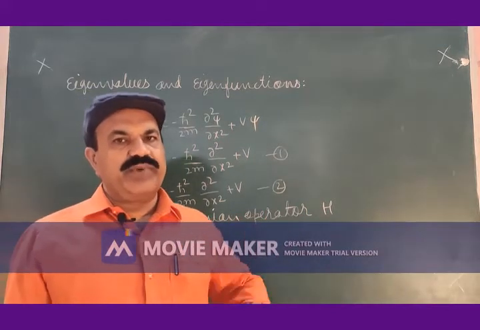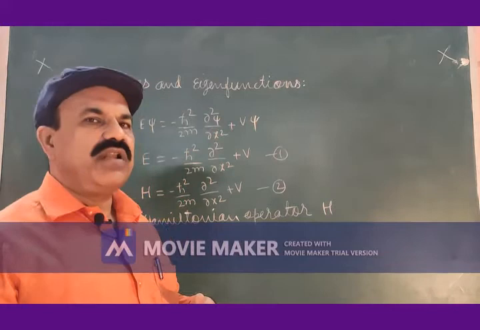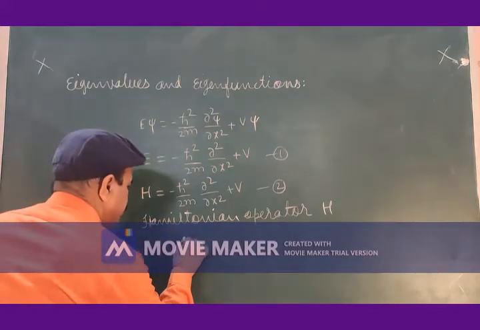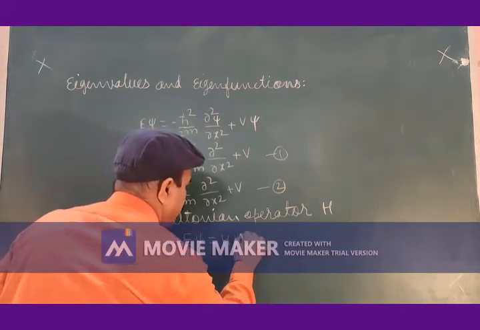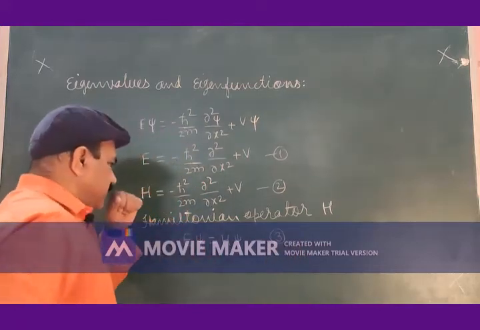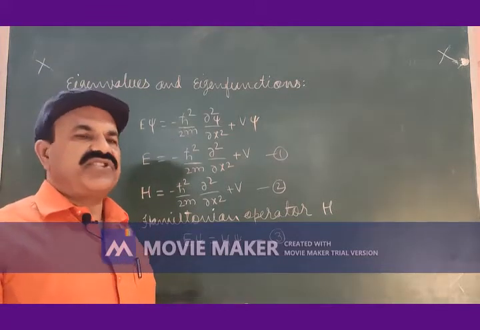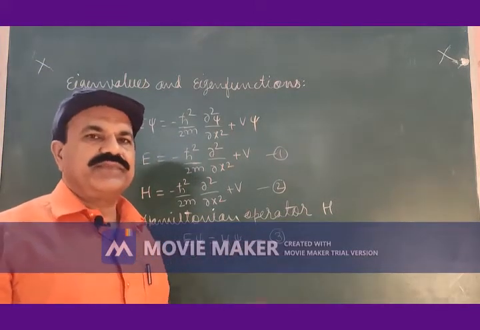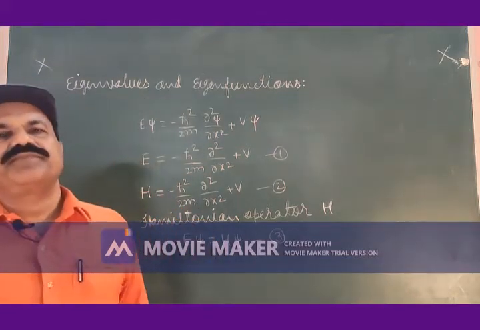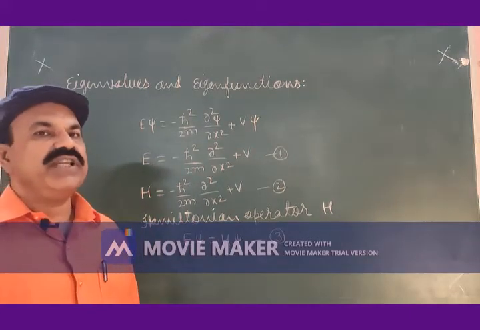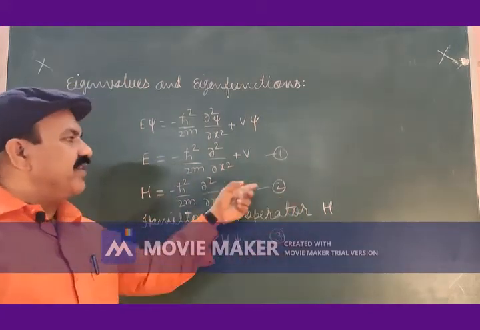With the Hamiltonian operator, the steady state Schrodinger equation may be written as E psi is equal to H psi. Equation 3. This is the steady state Schrodinger's equation using the Hamiltonian operator H, where the Hamiltonian operator H is given by equation 2.